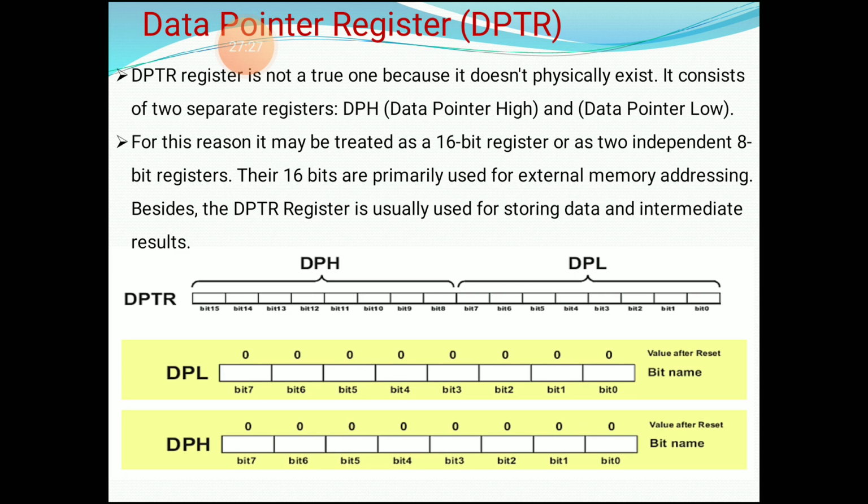The DPTR is a 16-bit register, but a 16-bit register is not directly available in 8051. This register is obtained by combining two 8-bit registers DPH and DPL. DPH represents data pointer high, DPL data pointer low. So this register can store the 16-bit address of external data memory or external program memory. Whenever the processor accesses data or instructions from external memory, it uses DPTR. Here the DPTR contains 16-bit data. The lower 8-bit data is stored in the DPL register, and the higher 8-bit data is stored in the DPH register.